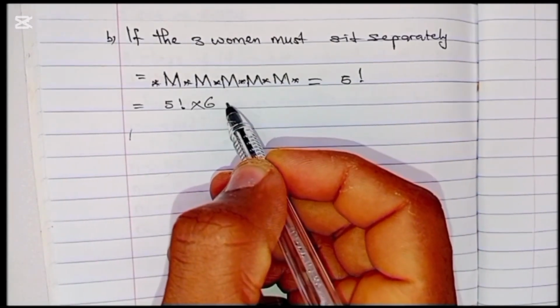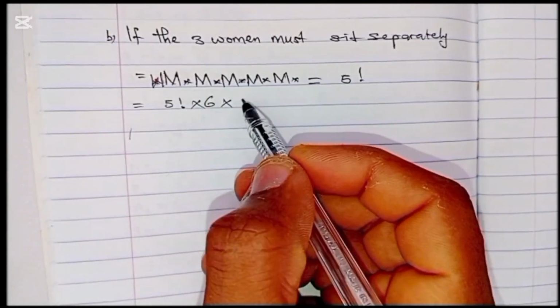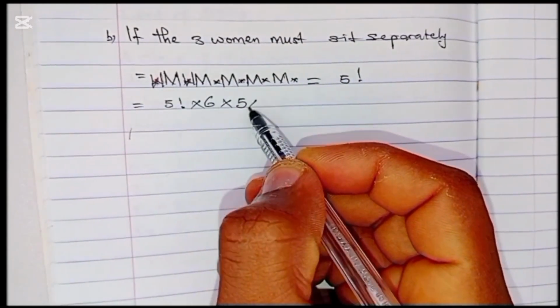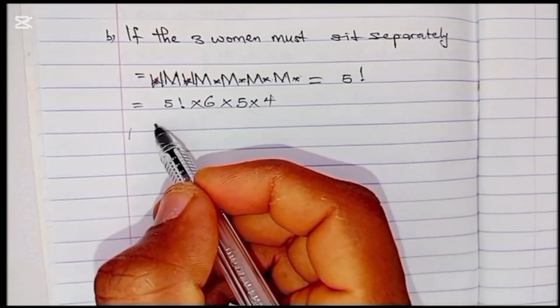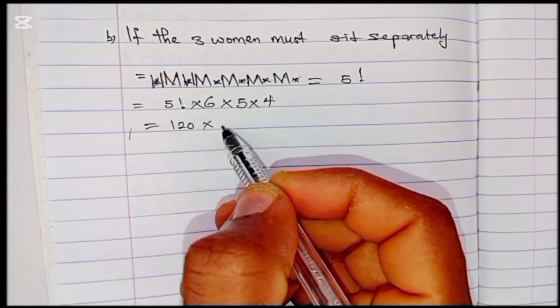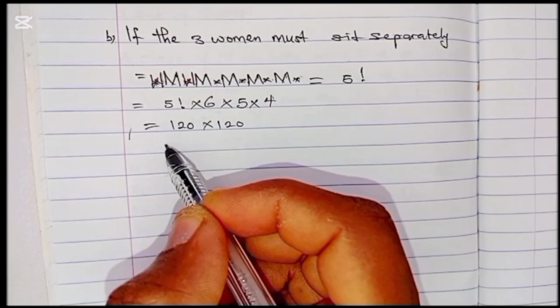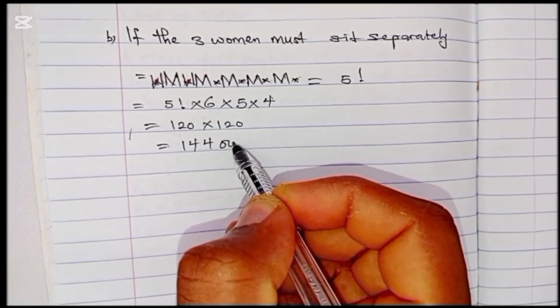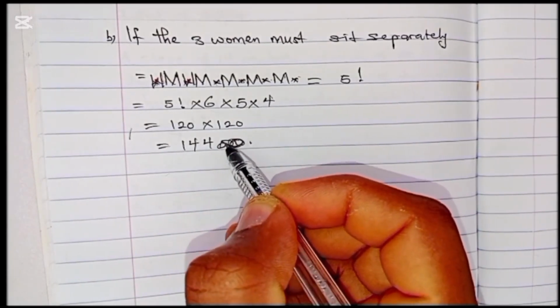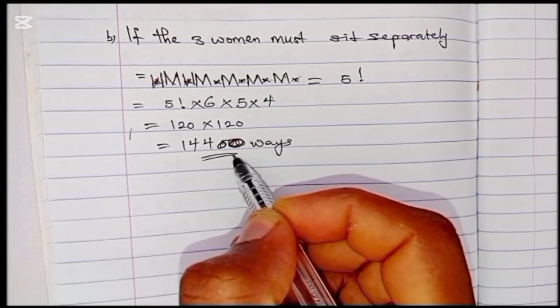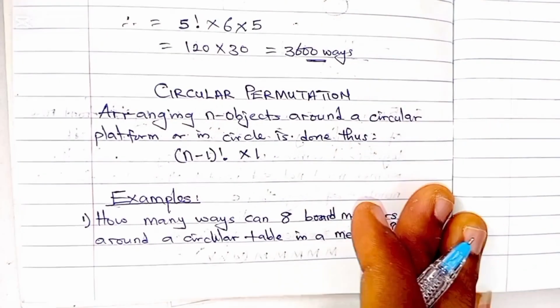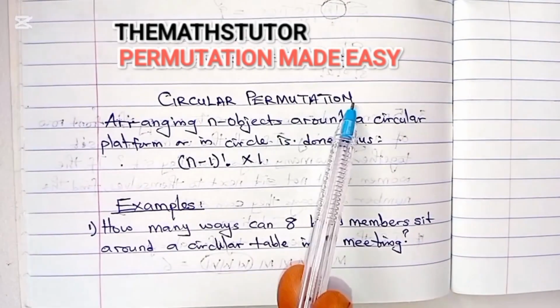for the first woman to occupy. So it becomes 5 factorial for men multiplied by 6 spaces. Once that is occupied, we are left with 5 spaces for the second woman and 4 spaces for the third woman. When we multiply all of these, we are going to get 14,400 ways of arranging this.